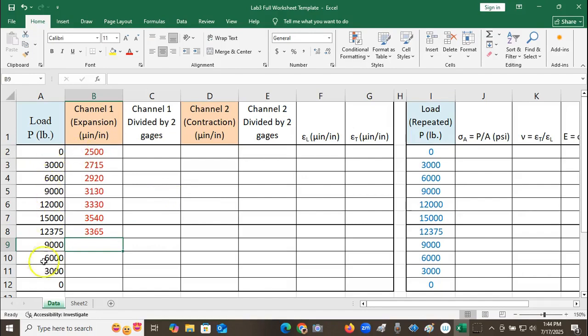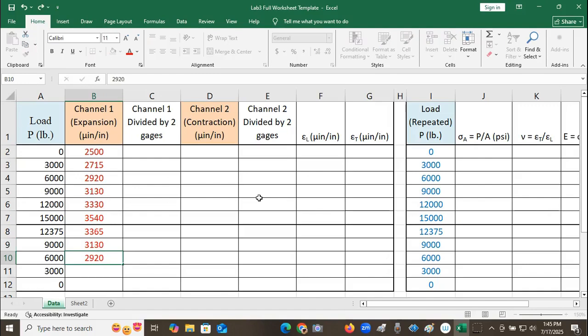Maybe some of these other loads are a little bit off also. I was trying to multitask while I was doing this lab activity, so I don't know, maybe 9,000 was actually 9,100. I wasn't really paying attention. But the 12,000, I did happen to notice that that was a little bit more than 12,000. I don't know that it will make that big a difference, but nevertheless, at the 9,3130.